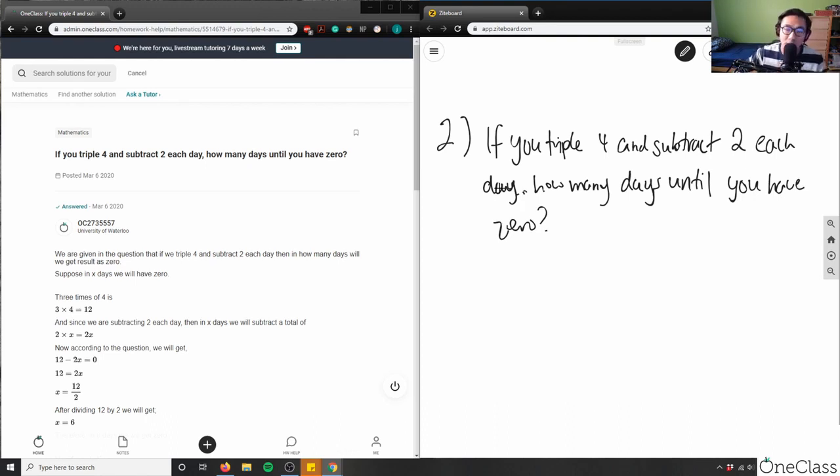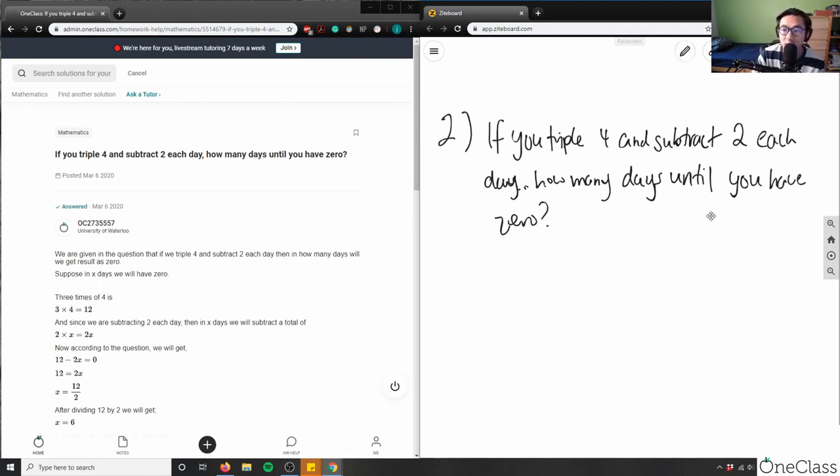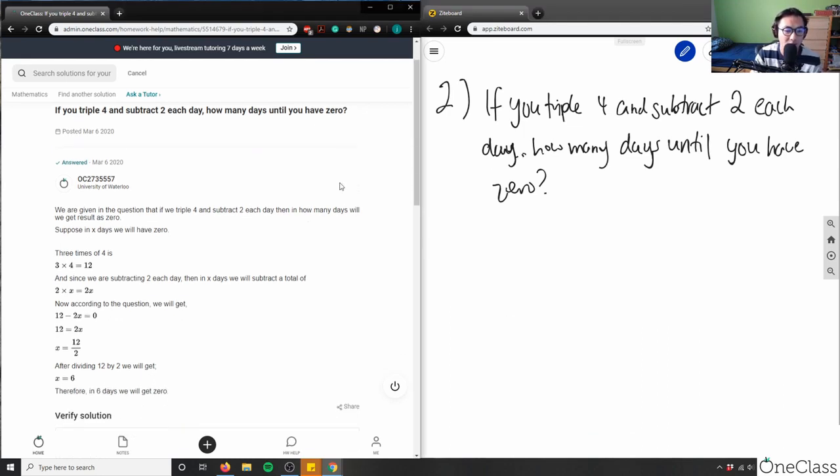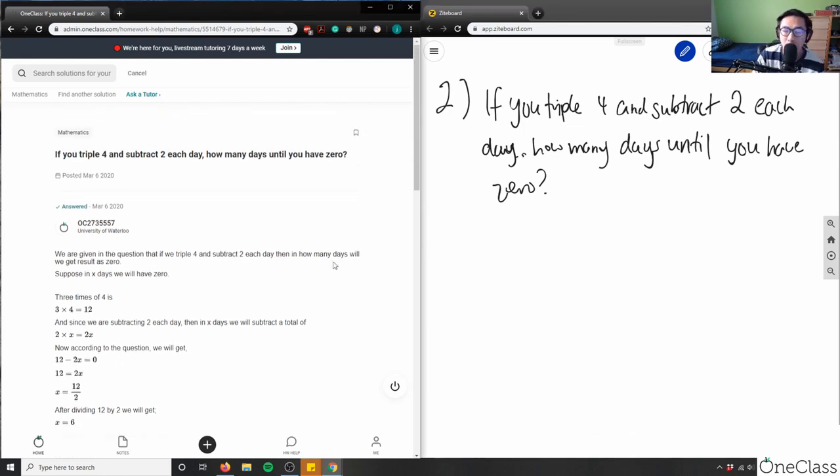So it says here, if you triple 4 and subtract 2 each day, how many days until you have 0? So again, what we have to do is create some sort of let statement. Let me give you a minute. If you're in the chat, let me know, and let's work through this problem together. So maybe take a minute, think about this problem. How would we solve it? I have the solution here, but I encourage you to read over the solution and see if the logic is sound, but also work this on your own. So maybe take a minute to do that.